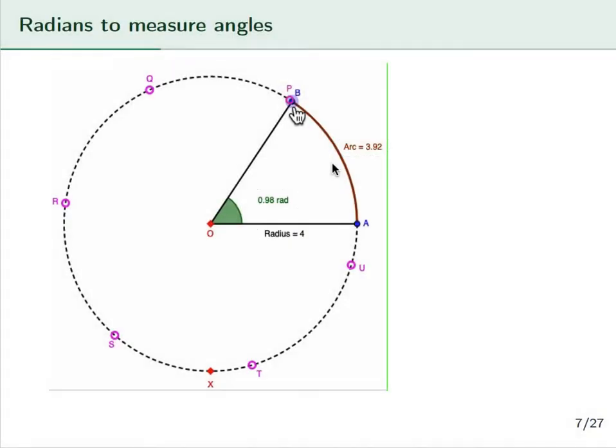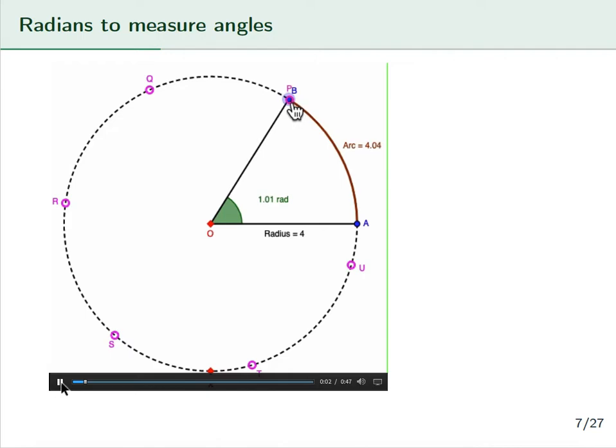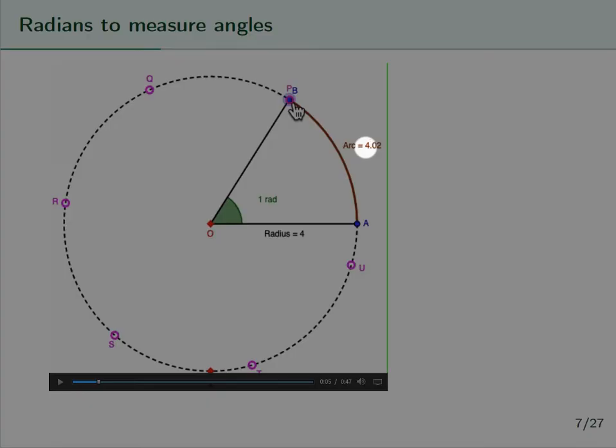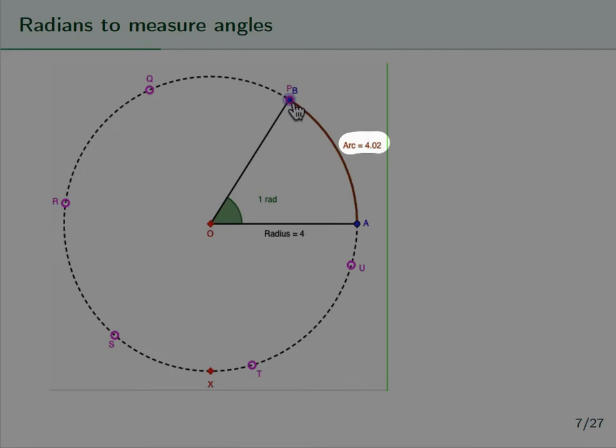So let me keep playing the video to see where it goes. So when I have exactly, okay, let me stop right here. So let's say, just to round, I have a 4 arc length right here. When I have 4 arc length, which is the same length as the radius length, then I have 1 radian. So do you see the relation between these 3 quantities?